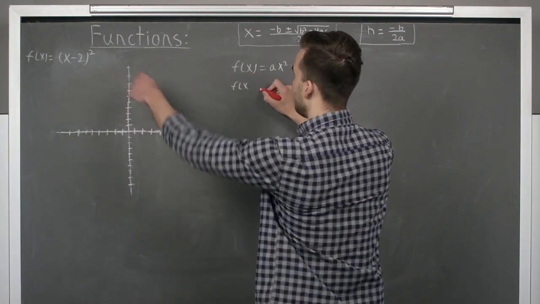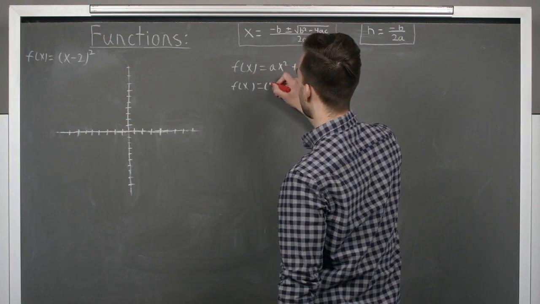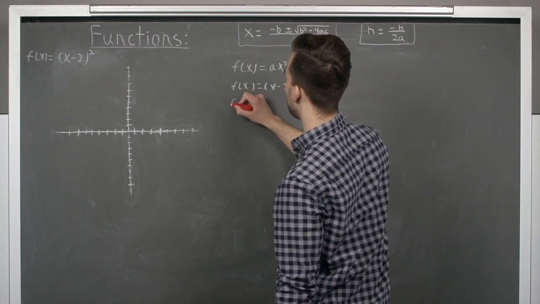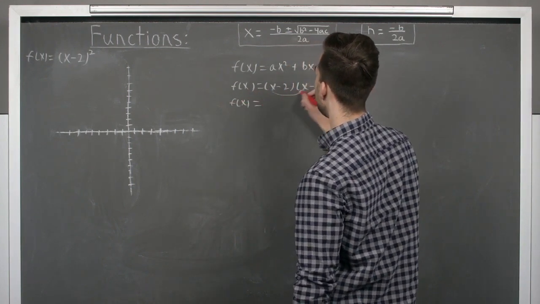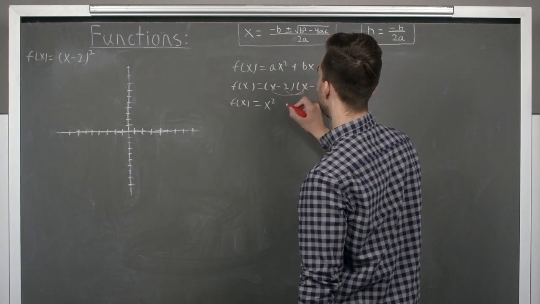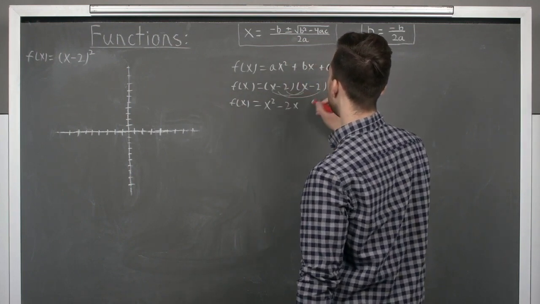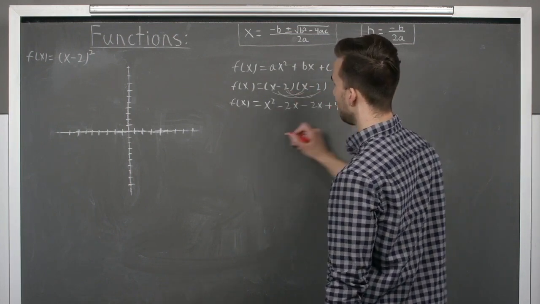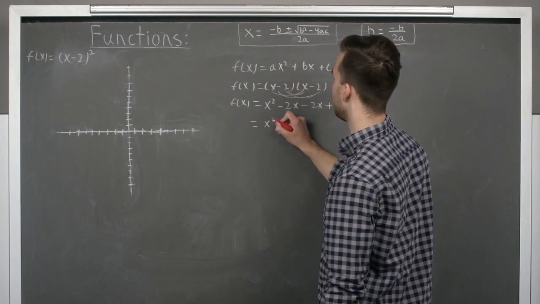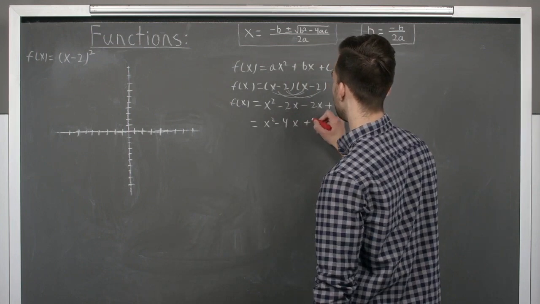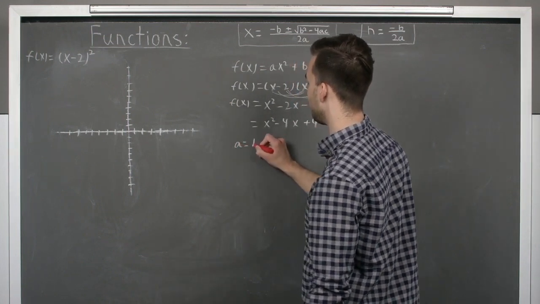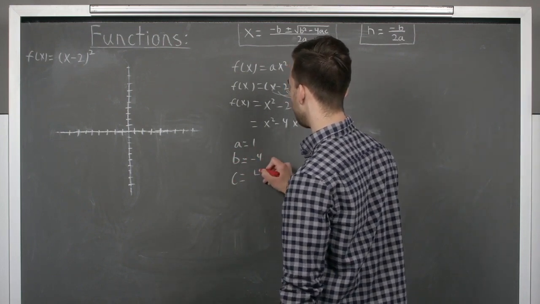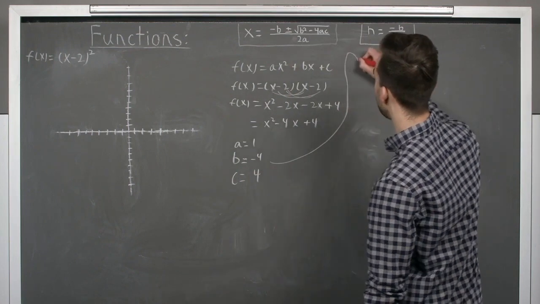F of x, I'll rewrite this multiplied out, equals x minus 2 times x minus 2. So if we multiply that, gives us x squared, and then minus 2x, and then minus 2x again, and then -2 times -2 is positive 4. Let's combine like terms. So we have x squared minus 4x plus 4. So we have our a is equal to 1, b is equal to -4, and c is equal to plus 4.